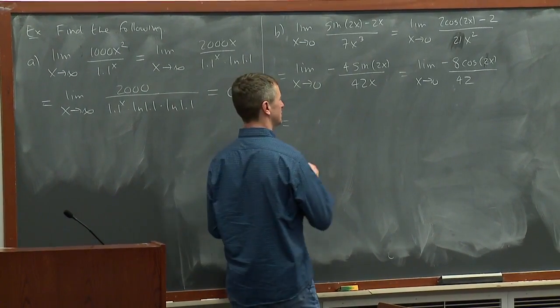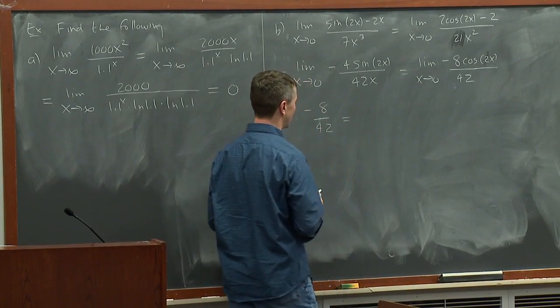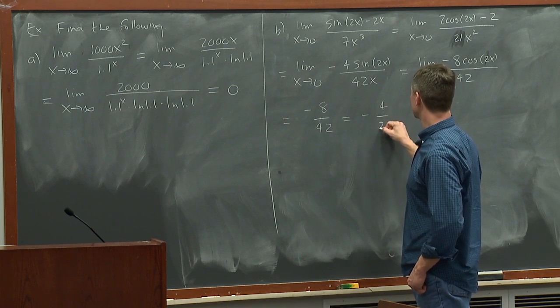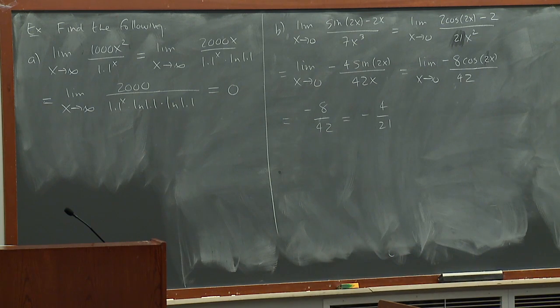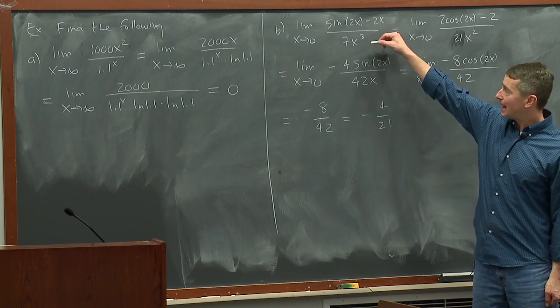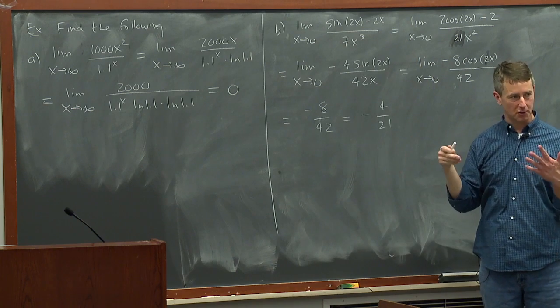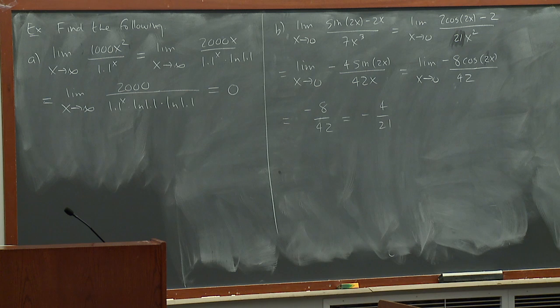Negative 8, because cosine of 0 is 1. So we get negative 8 over 42, which probably simplifies to something nicer, like negative 4 over 21. So in this case, as x gets closer and closer to 0, the bottom of this function is bigger than the top by a ratio of 21 to 4, so about 5 to 1, and they're opposite signs. That's how we got the negative there. That's what that would mean in terms of the functions.